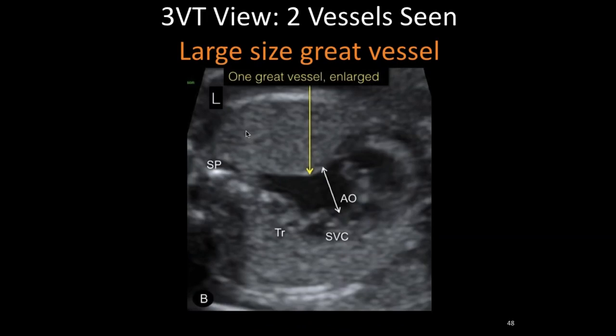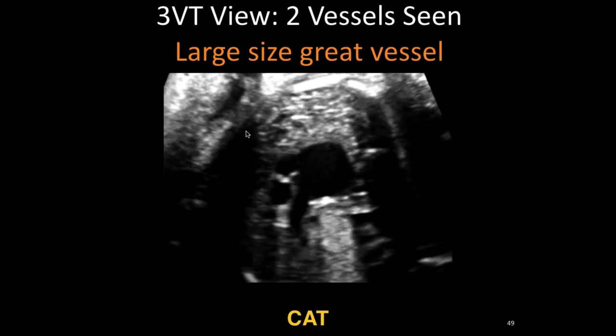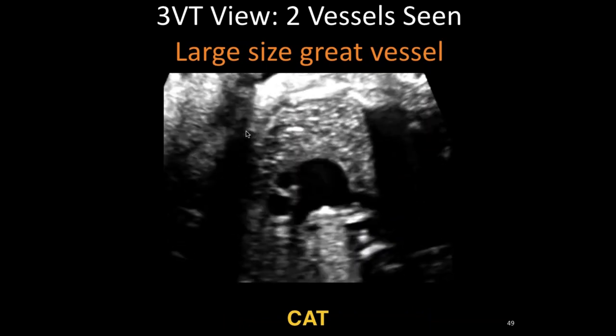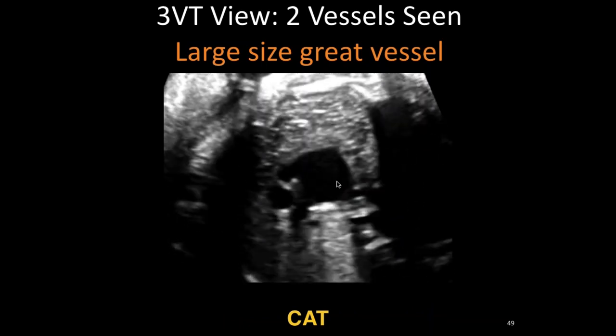So now if I see two vessels, but that vessel I see is large. So I see one great vessel that is enlarged. So what do you think about? Think about common arterial trunk. Remember, in common arterial trunk, there's one vessel that comes out of the heart and then gives branches to the pulmonary artery and then the aorta. So that vessel would look really large at the three-vessel trachea view, such as this. And you would see a lot of these bifurcations coming out of it.